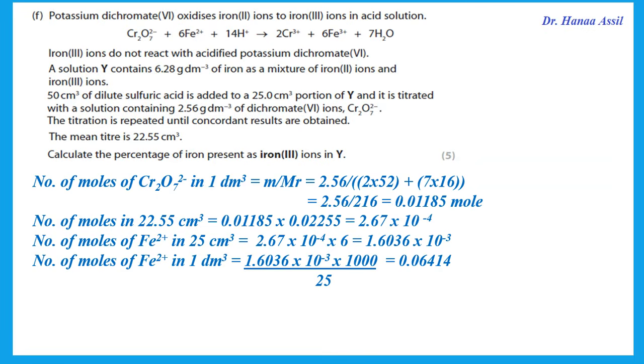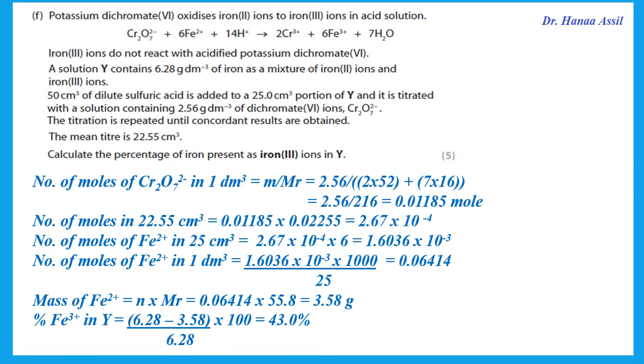But I want the number of moles in a decimeter cubed. This is the number of moles in 25, so how much in 1,000? So actually you multiply by 1,000 divided by 25. This gives me the number of moles per decimeter cubed of iron 2 plus. And that means I can get the mass of the iron 2 plus: the number of moles calculated times MR of iron. So that means I have 3.58 grams of iron 2 plus.